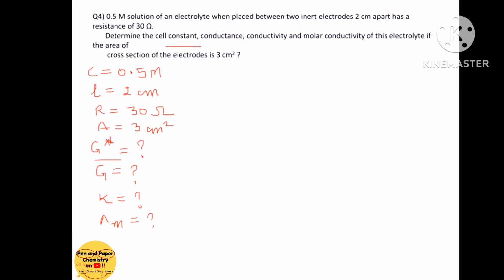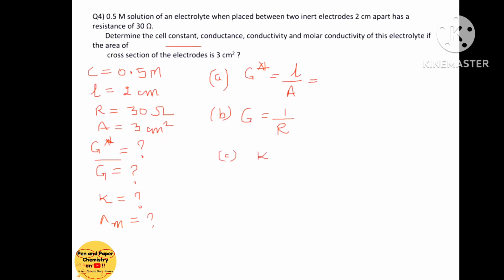Let's start with the first thing. Cell constant, G asterisk or G star, is L upon A. Yes, very good. G is 1 by R, that is the reciprocal of resistance. So we are done with the A part, we are done with the B part of the question. Now we go on to the C part, kappa.